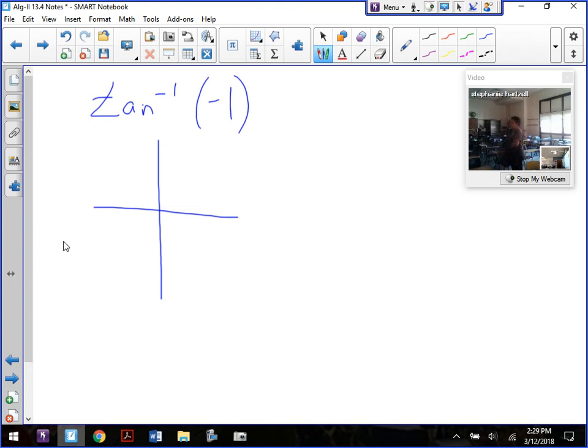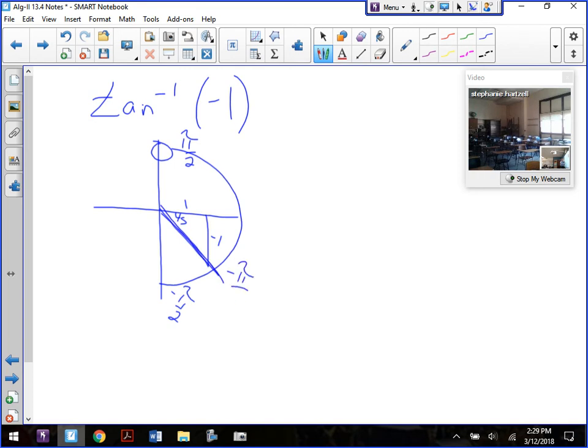Anyway, tangent is opposite over adjacent. In order for it to be equal to 1 or negative 1, they have to be the same ratio. They have to be the same sides, which means it being negative, it went down here, which gives you a 45-degree angle here, negative 1 and 1. Tangent is found between pi over 2 to negative pi over 2. And this is going to be at negative pi over 4. Yes, sir.